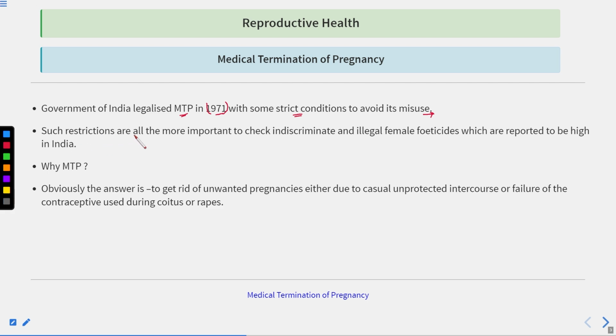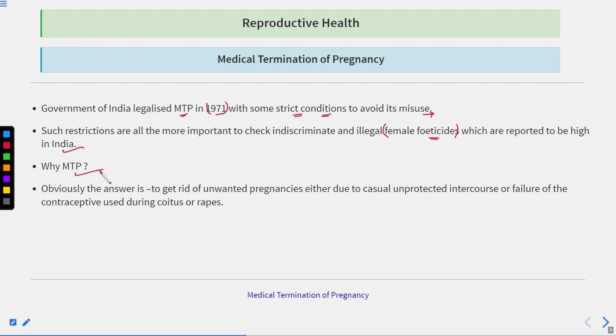Now, such restrictions are all the more important to check indiscriminate and illegal female feticides, which are reported to be high in India. So cases of female feticide are very high in India. Clear? So these restrictions, these conditions, are there. Why are they implemented? Because this MTP is being misused. It is used to kill the female child.